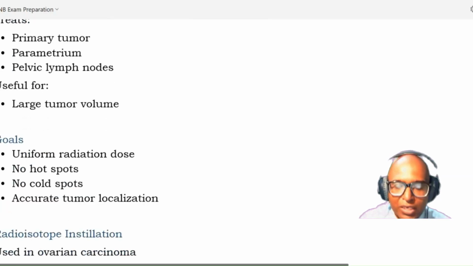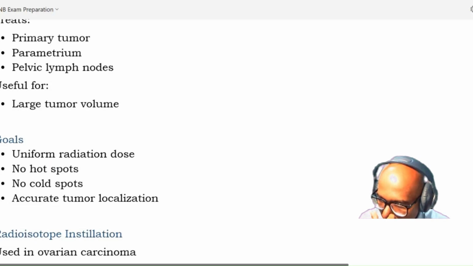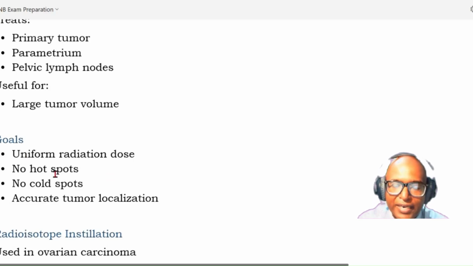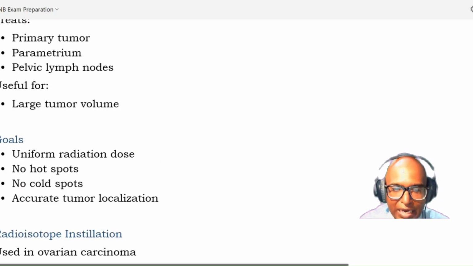Okay, then what are the goals? There should be uniform radiation. Okay, then there should be no hot spots, no cold spots, and accurate tumor localization. So when you give EBRT or teletherapy, hot spots are the areas where you get maximum radiation. Cold spots will be where there is no radiation. So there should not be such spots. There should be uniform radiation. So this should be the goal when you give the EBRT. Okay, and there should be accurate tumor localization.